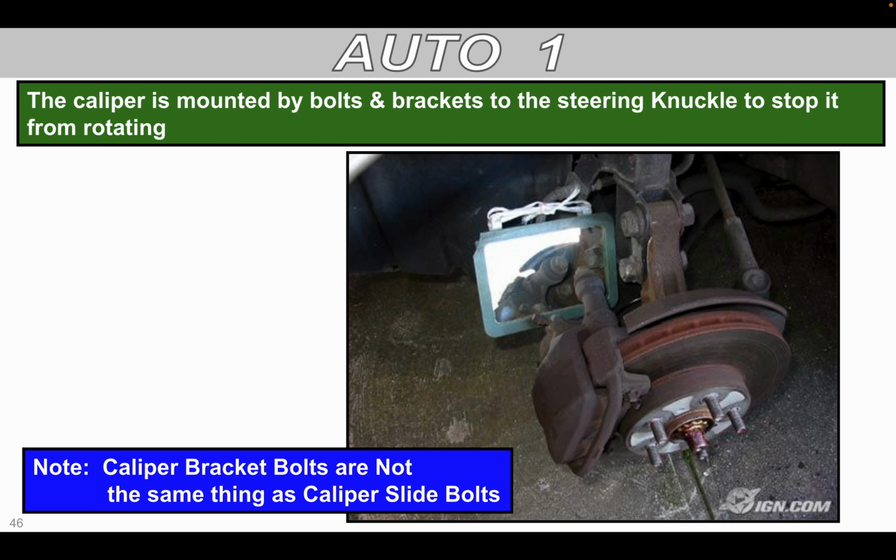Okay? These are typically 2 different torque settings. The caliper to caliper bracket torque is not very high. The caliper bracket to steering knuckle is almost the same torque as your lug nut wheel. General rule of thumb. Okay?